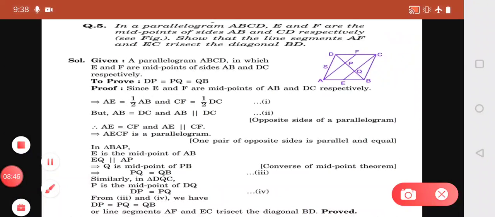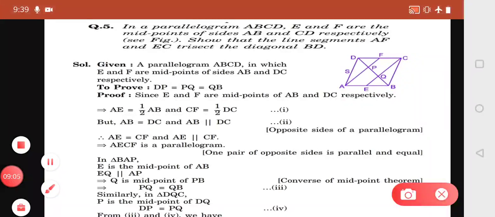Let's write the given first from the question, that it is given in a parallelogram ABCD, E and F are the midpoints of sides AB and DC. Yes, you can see this is also midpoint and this is also midpoint of sides AB and CD respectively. Now we have to prove, proof is important.